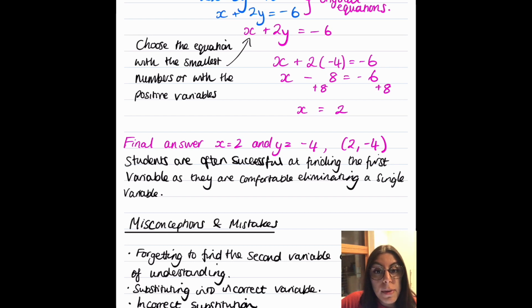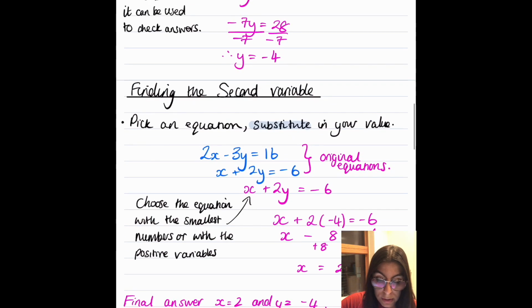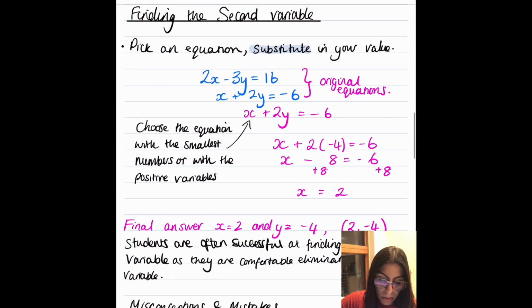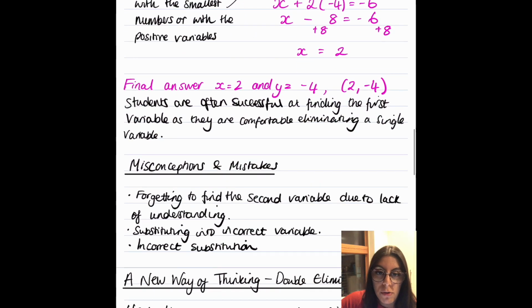Second thing, substituting into the incorrect variable. What do I mean by that? I mean over here where we got a value of y equals negative 4 and I substituted it into where the y was. Often I will see students subbing in the negative 4, in this case wherever the x is. They don't pay attention to which variable they've actually worked out, so that's often a mistake. And thirdly, just because the substitution can go wrong.